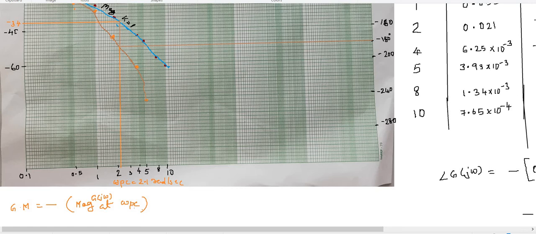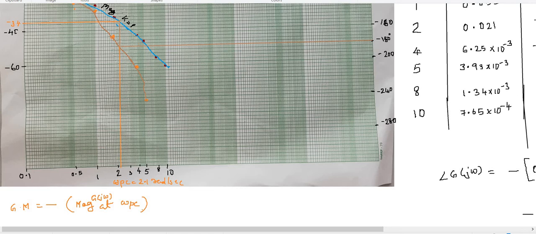So what is the magnitude at omega pc? In order to find the magnitude of G of j omega at omega pc, this vertical line has to be extended to the magnitude line. Here it meets the blue line at this point, and at this point we have to find the magnitude.